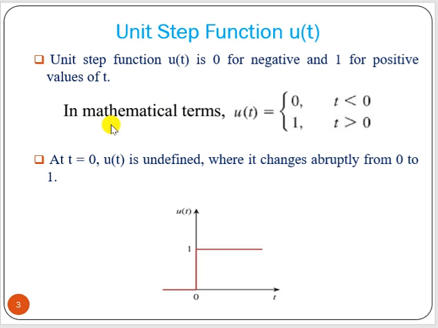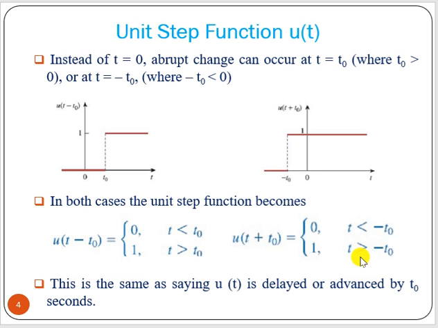Unit step function in mathematical terms: u(t) is 0 when t is less than 0, and 1 when t is greater than 0. Why is this a singularity function? Because there is a discontinuous part. This is the discontinuous part where it jumps from 0 to 1 at t equal to 0, where it changes abruptly from 0 to 1 at t equal to 0. So this is the unit step function. For t less than 0 the value is 0, and for t greater than 0 the value is 1.